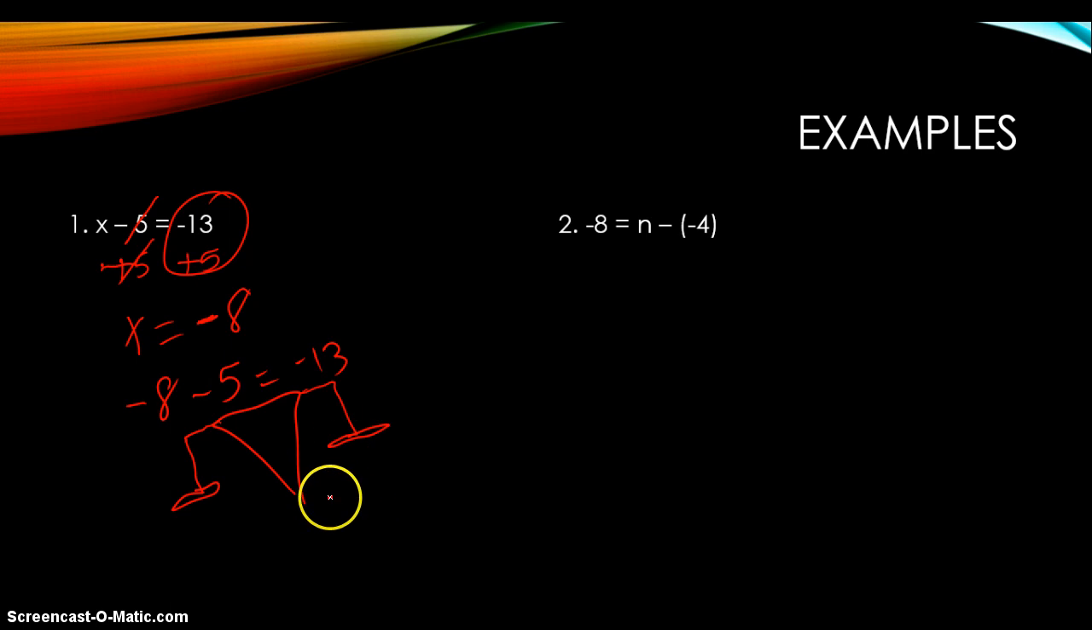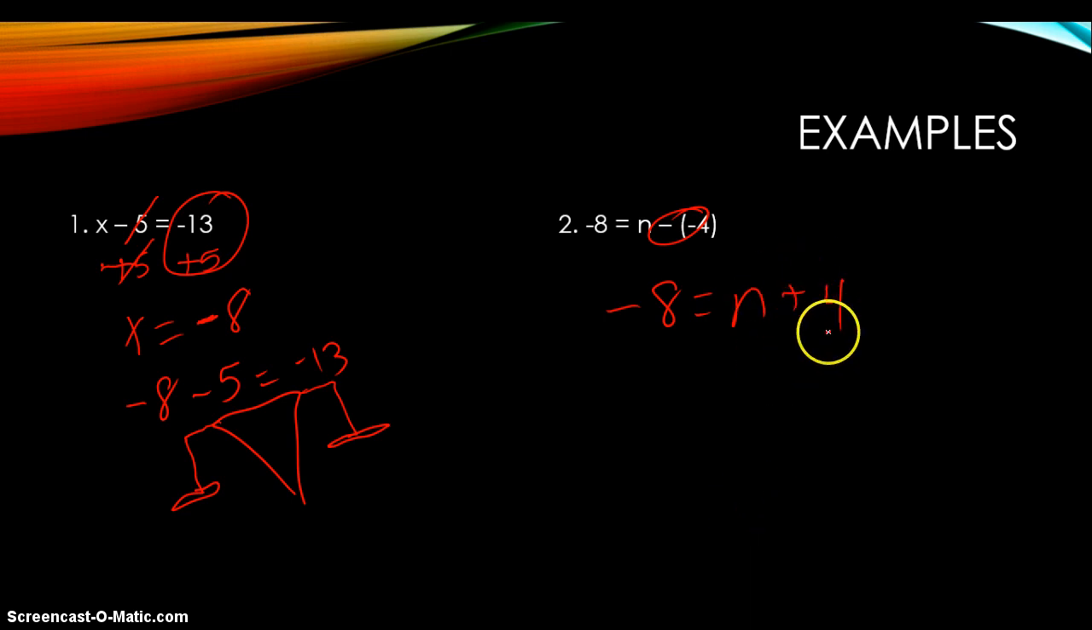So we know it's balanced. It's a little crooked balance, but it's balanced. So negative 8 equals n minus negative 4. The first step here I would take care of is this. You want to make sure you change that, because we know two negatives next to each other is going to equal a positive. So change that first before you solve it.